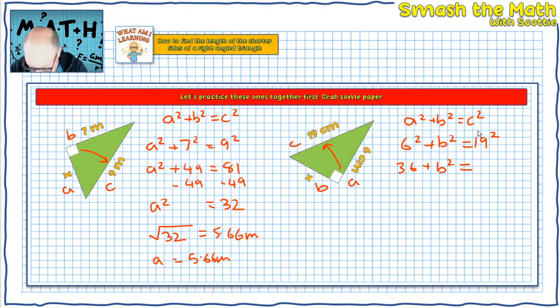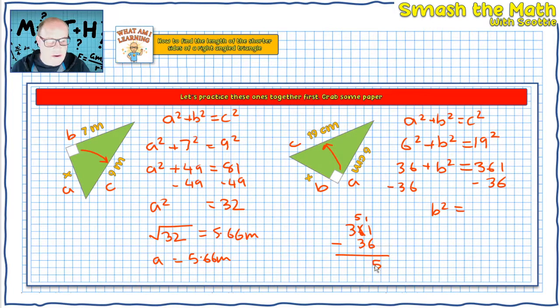Whoops. So that's 361. Okay, right, so now we're going to get rid of our 36 to get B on its own, take it from both sides. Okay, so now we've got B squared equals 361 take away 36. So 1 take away 6 I can't do, so we're going to borrow 10. 11 take away 6 is 5. 5 take away 3 is 2. And 3 take away nothing is nothing.